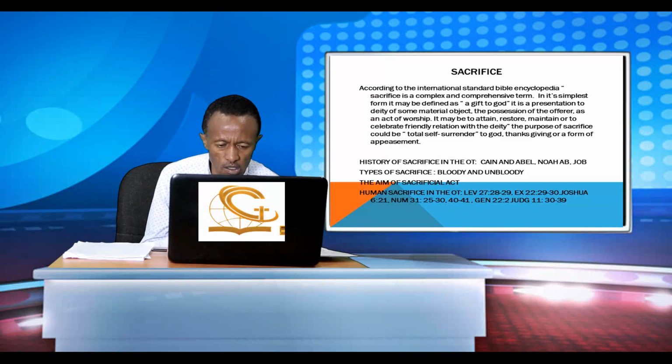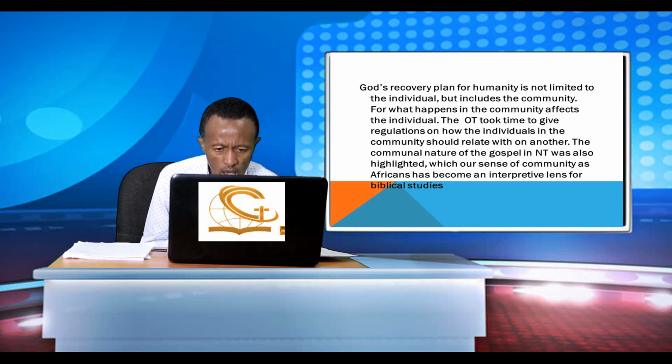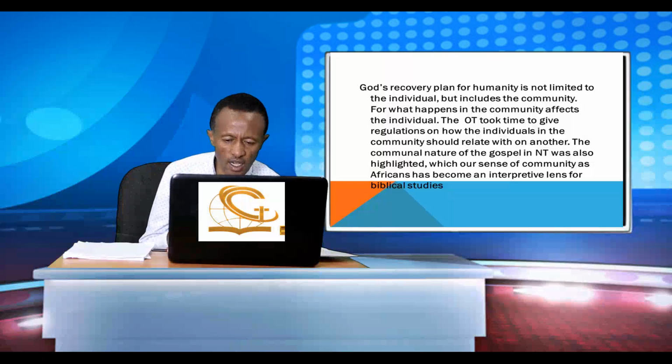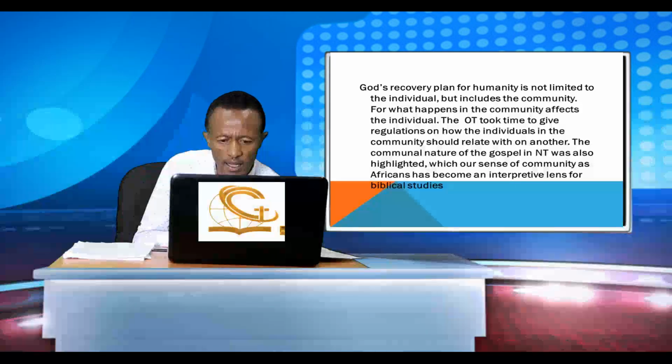Also, we see in Old Testament time human sacrifice in Leviticus 27, Exodus 22, Joshua 6:1, Numbers 31 and 40, Genesis 22 by Abraham offering Isaac as a sacrifice, and Judges 11. Sacrifice occupies a central place in the worship life of the Old Testament. The believing community performs sacrifice as an expression of dependence on God, as an acknowledgement of guilt before God, as a covenant relationship, and as a mark of fellowship with the deity and the community.